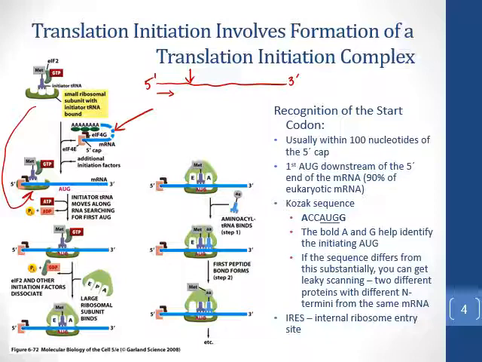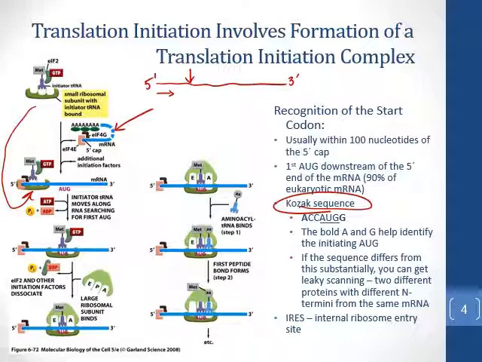Now the question is, what is it looking for? Well, it's looking for what's called the Kozak sequence. So let's think about what the Kozak sequence is. It's usually within about 100 nucleotides of that cap. It's usually the first AUG downstream of the 5' end. That's true in about 90% of eukaryotic mRNA. Now what that means is it doesn't have to be the first AUG. It could be the second AUG.